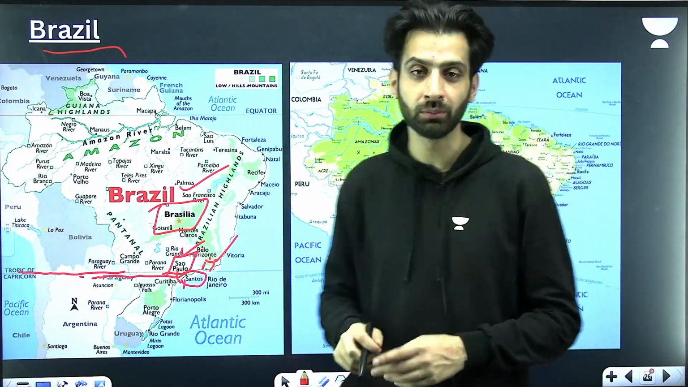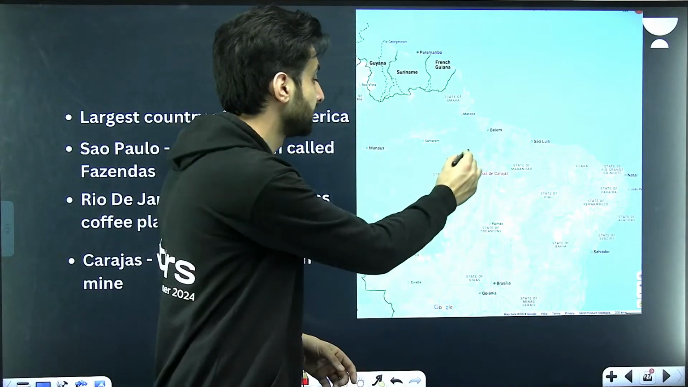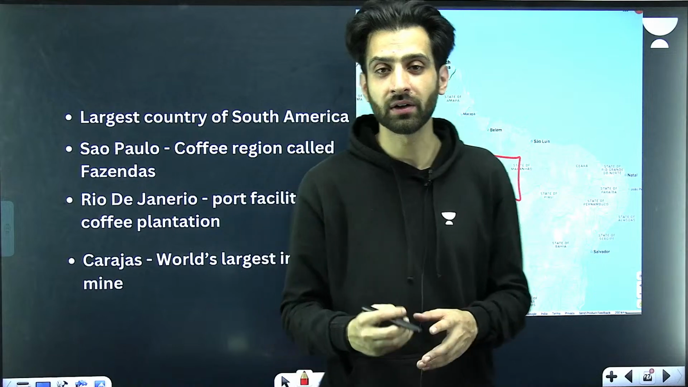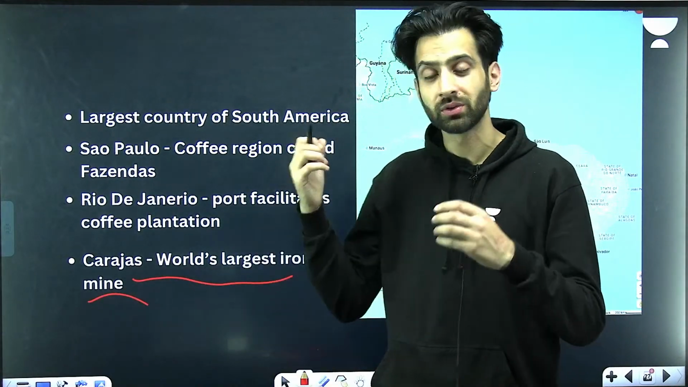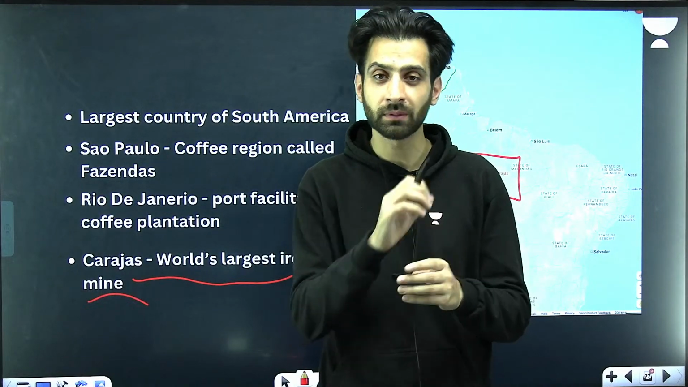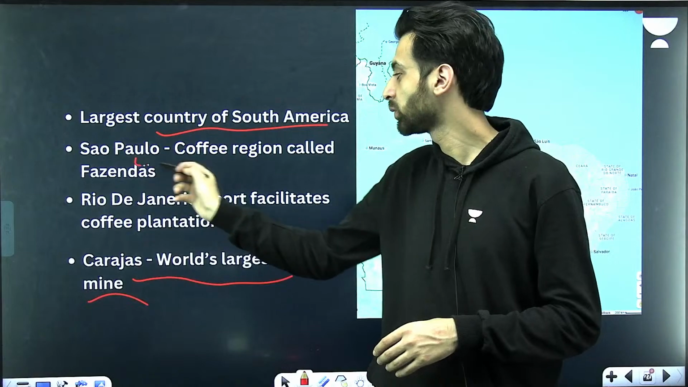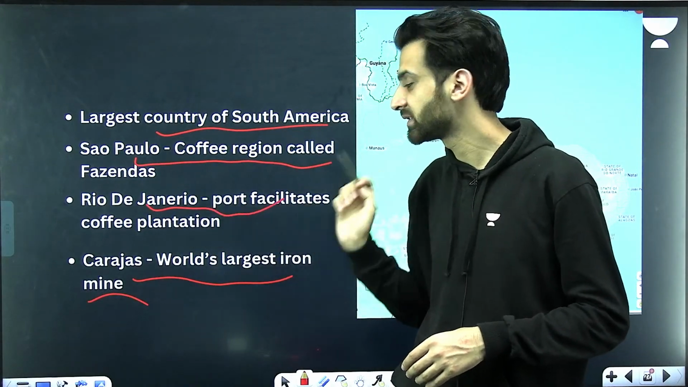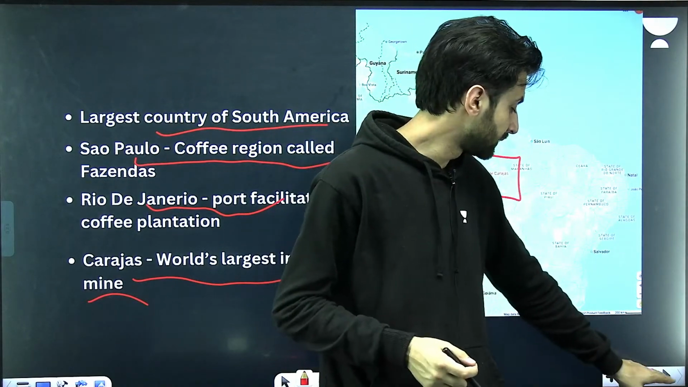Then there is one more important thing about Brazil, that is the iron resources. This region, the Carajás region, has rich iron ores, that is again in Brazil. So these are some of the brief things that you need to know about Brazil. Largest country of South America. Sao Paulo is rich in coffee production, and then you have Rio de Janeiro, port facilities, and again Santos, that I told you about.